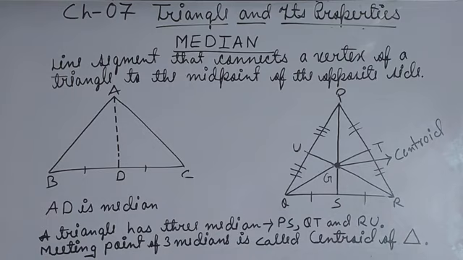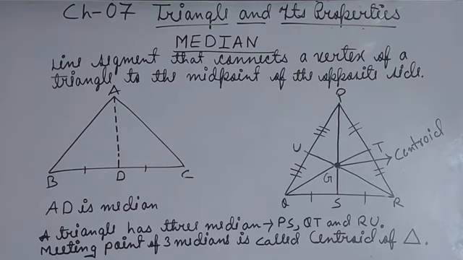So what is a centroid? It is a point where the 3 medians of the triangle meet, or we can say intersect. This point is known as the centroid of a triangle. So I hope you understood what a median is and what a centroid is. A median is basically a line segment that connects the vertex to the midpoint of the opposite side. That line segment is your median.